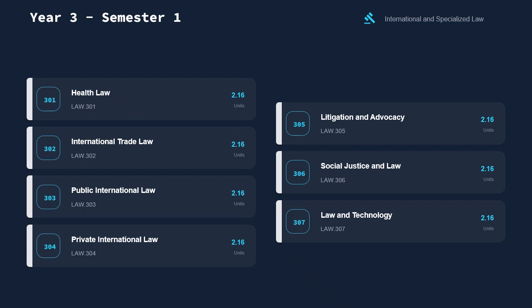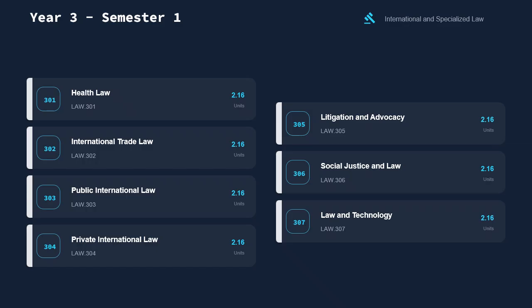Private international law, PIL, or conflict of laws, resolves disputes involving foreign elements. It determines which court has jurisdiction, which law applies, and whether foreign judgments are recognized. Unlike public international law, it operates within domestic legal systems to manage cross-border private disputes.